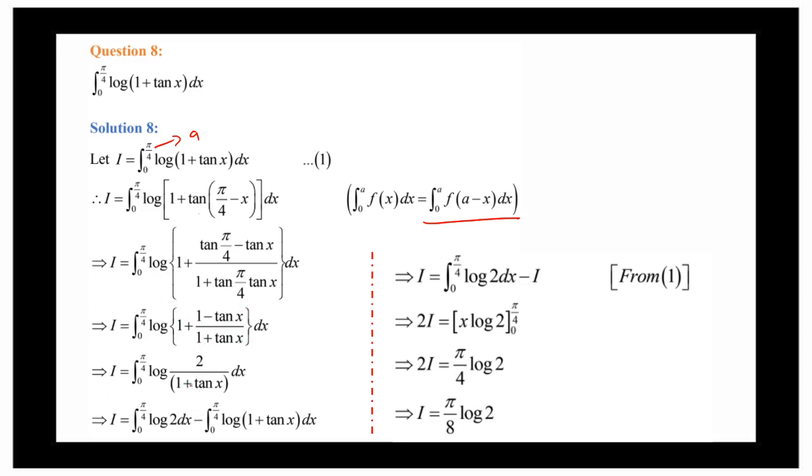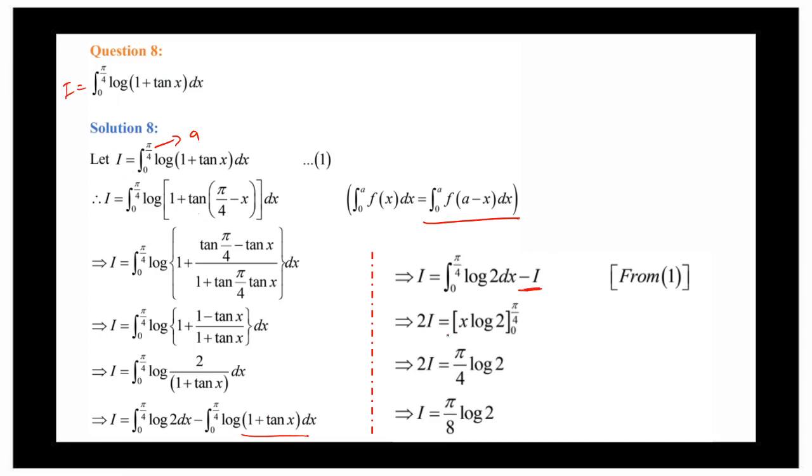Take the LCM, solve, and split it, using log of m by n equals log m minus log n. And this term is again the given integral. This was I, so this term is again the given integral. From 1 we can say this is I only.